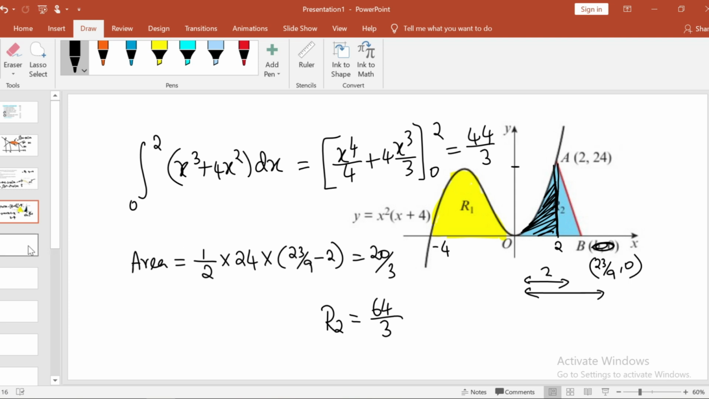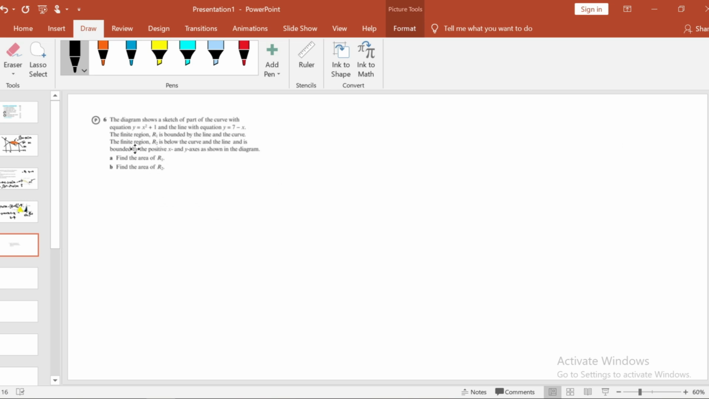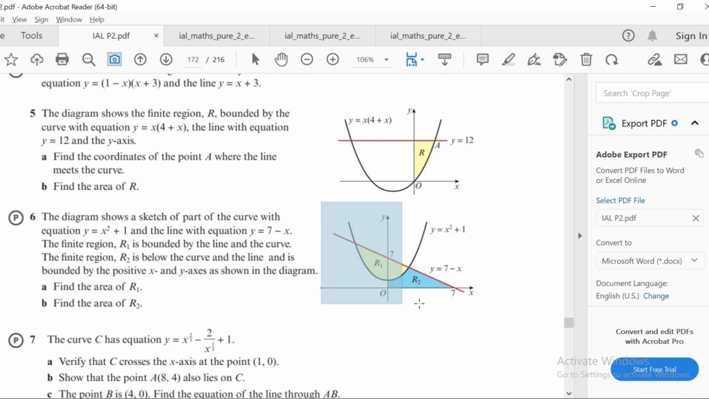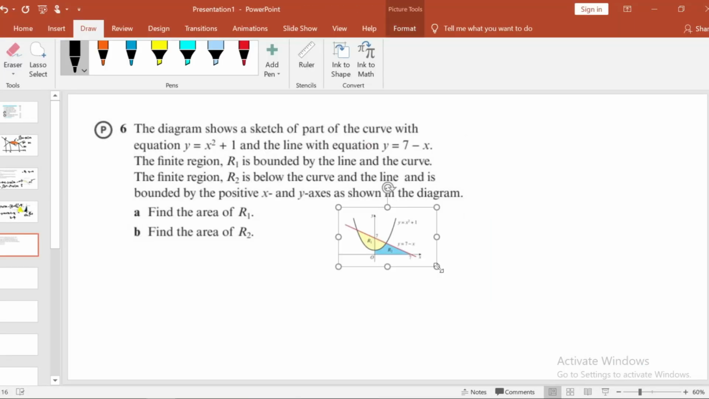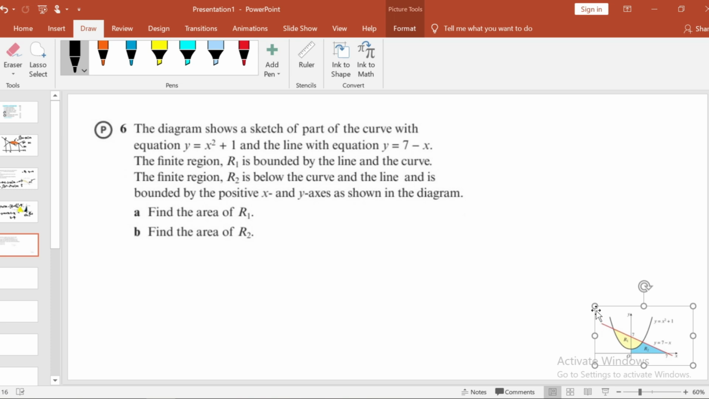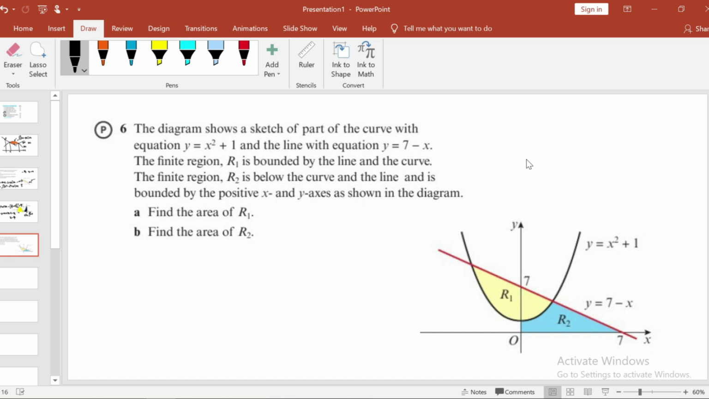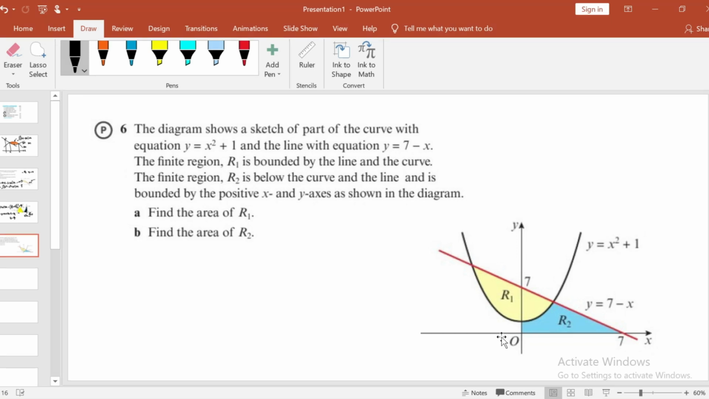I want you to try this question now. Question number 6. You need to find the area of R1 and R2. This is the figure given. Can you try this? Okay, Abdullah, just for the record, tell me what's the R1 you got? 125 over 6. Yes, you can just say integrate this one minus this one, right? But you need to find the point of intersection first. What is the point of intersection you got? What are the two x coordinates?